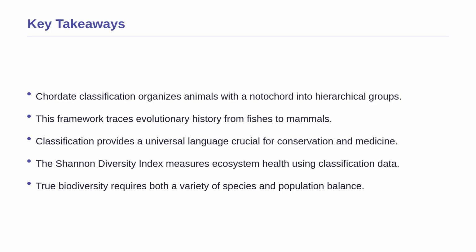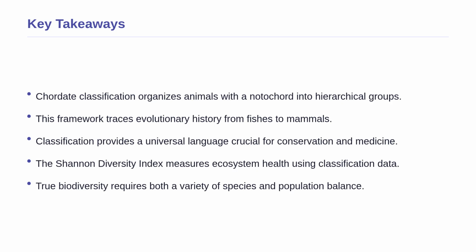We have covered a lot of ground today, so let us review our key takeaways. First, chordate classification is the essential framework we use to organize animals that share traits like a notochord. By grouping them into subphyla and classes, we can trace the grand evolutionary story connecting a fish to a mammal. Second, this system is not just academic, it is a universal language vital for global conservation and medical research.